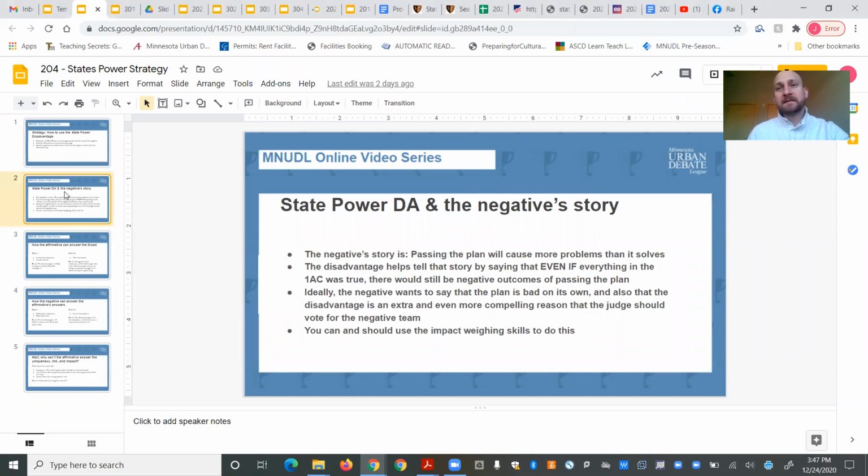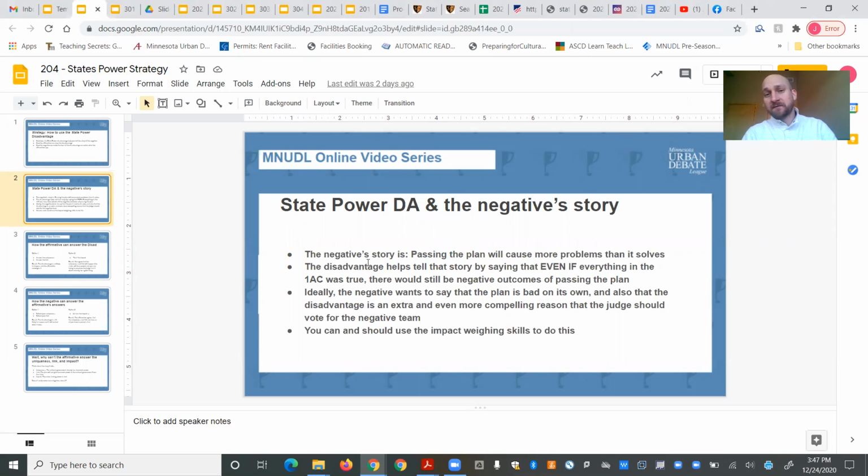So, what is the state power DA with relation to the negative story, right? And remember when we talked about stories, we talked about being able to tell the judge a story saying, if you vote for the plan, here's what will happen. The affirmative wants to say good things will happen, negative wants to say bad things will happen.